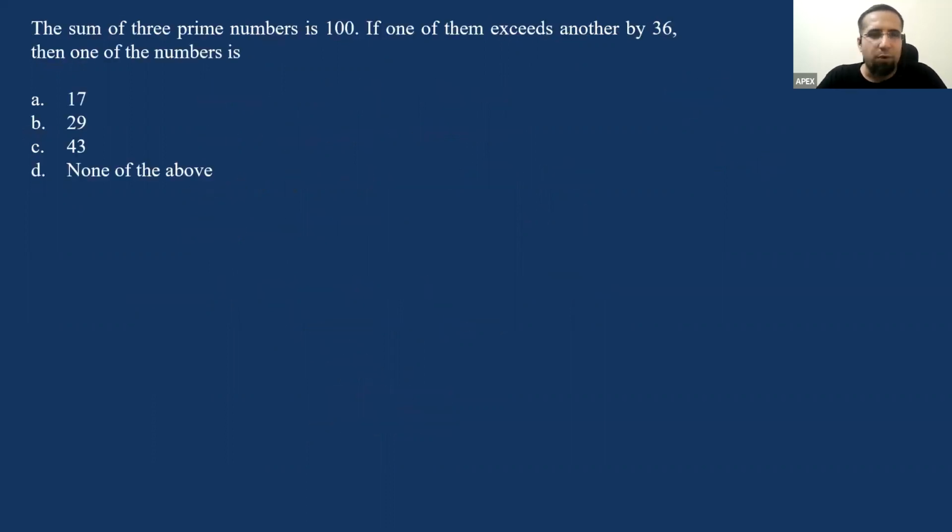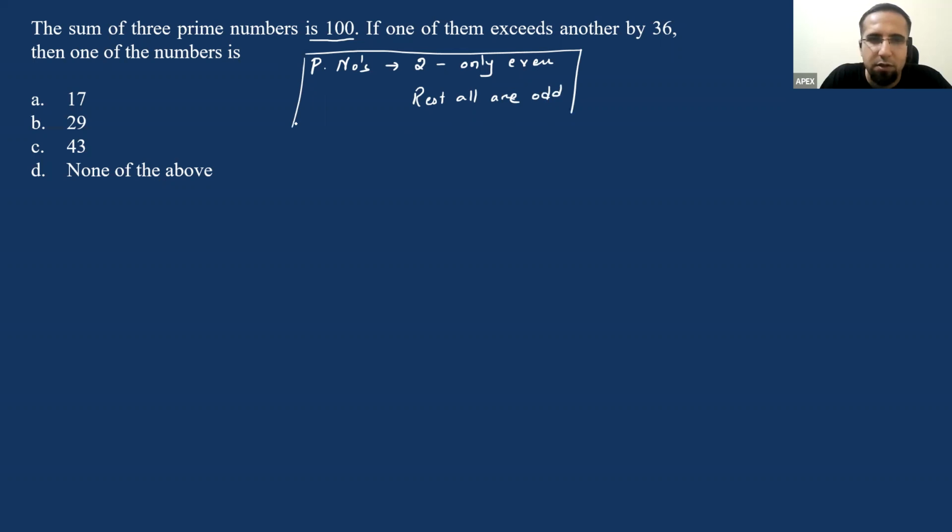Yeah, so again, a very easy question. The sum of three prime numbers is equal to 100. The minute I see sum of three prime numbers is equal to 100, let's revise the concept of prime numbers. In prime numbers, one thing that we need to know is 2 is the only even prime number, and rest all the prime numbers are odd. This is one of the very common concepts of prime numbers that we apply in the questions whenever we are given prime numbers.